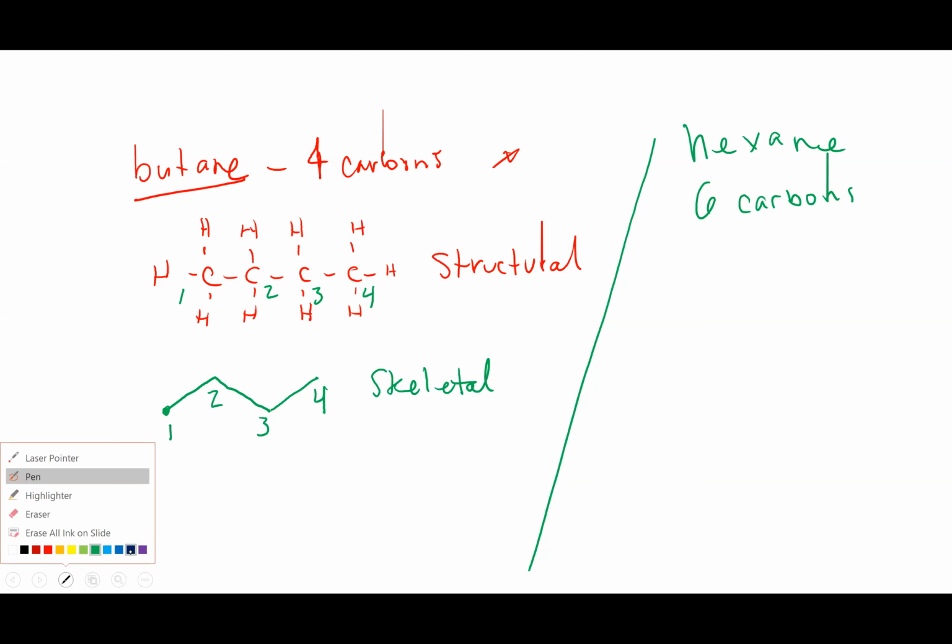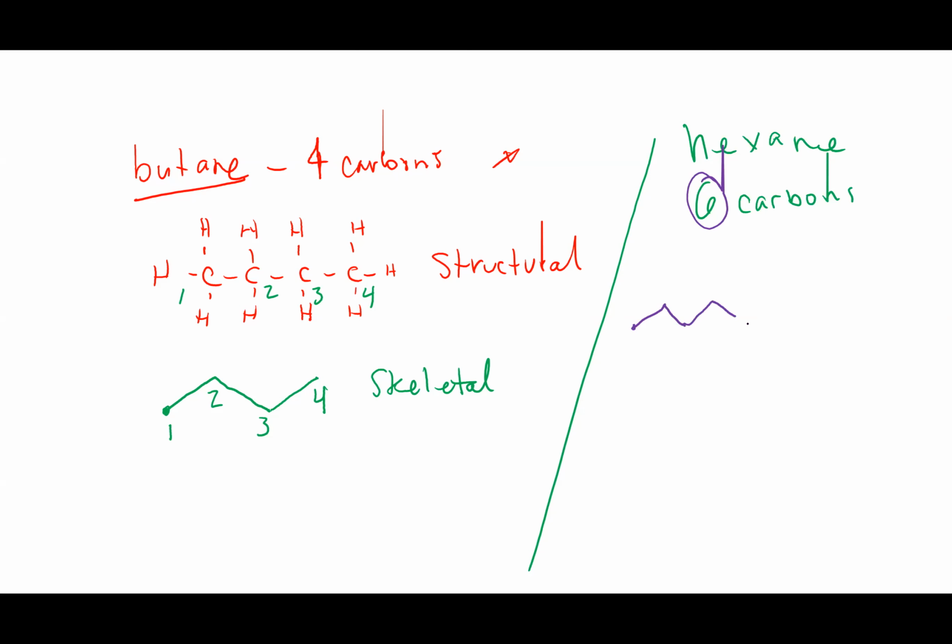And I want to show you one thing before you go, because your drawing might look a little different than mine. So hexane, 6 carbons. 1, 2, 3, 4, 5, 6. So again, count your carbons. 1, 2, 3, 4, 5, 6. Now, some of you guys might have done it a little differently. You might have started going down. So 1, 2, 3, 4, 5, 6. This is also fine.